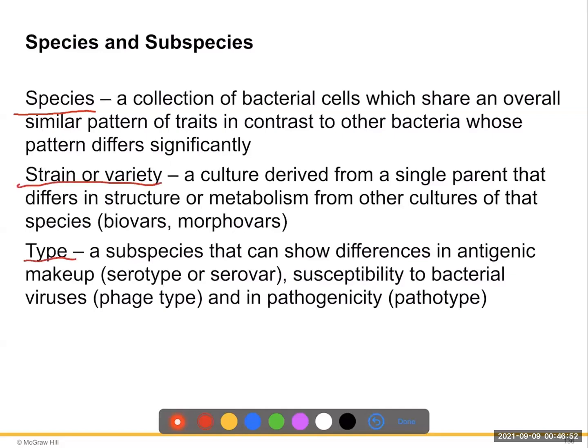And a type is a subspecies that can show differences in antigenic makeup, like your serotype or serovar, susceptibility to bacterial viruses like phage viruses, and pathogenicity, different pathotypes, how susceptible it is to different other types of infection.